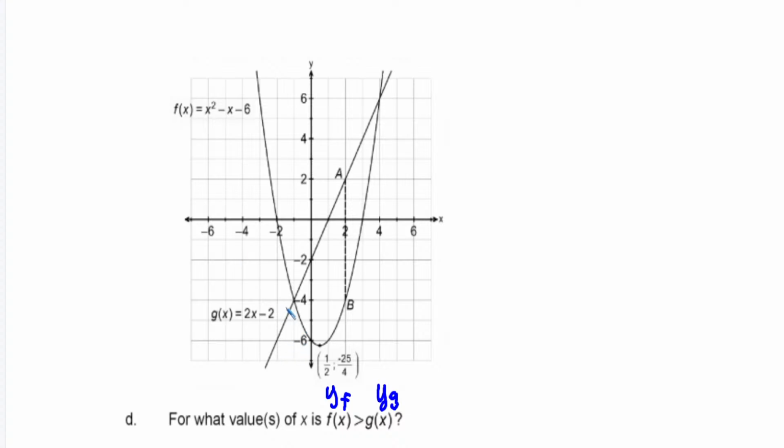Well, f is above g everywhere to the left of minus 4. So everywhere to the left of minus 1. Or everywhere to the right of 4. So x less than minus 1 or x bigger than 4.